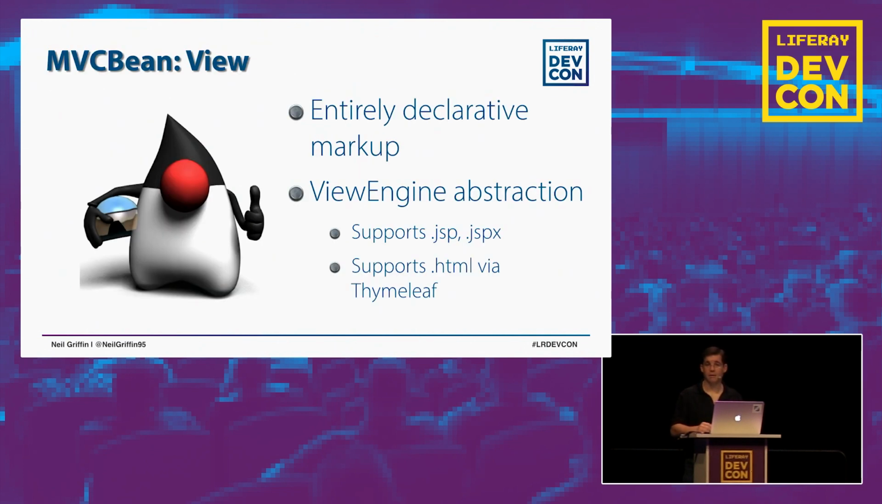So the view is entirely declarative, and I'll give you an example of what that looks like. And the MVC spec provides this abstraction called the view engine. It's a pluggable architecture, and what we're going to support out of the box is, of course, JSP, but also the Thymeleaf templating engine.